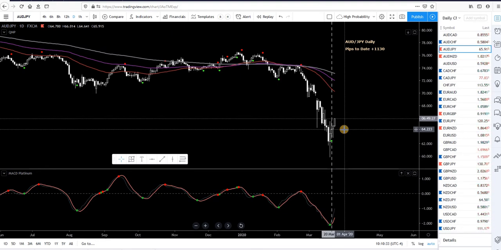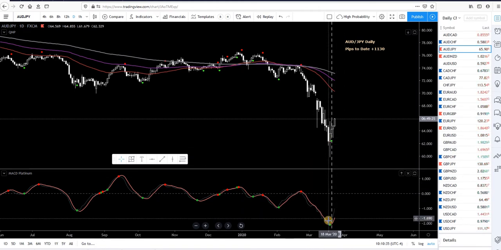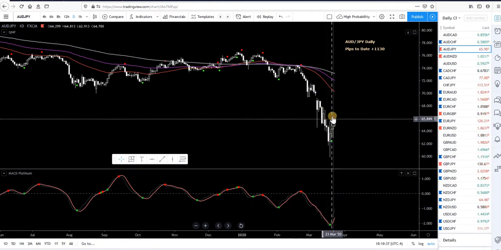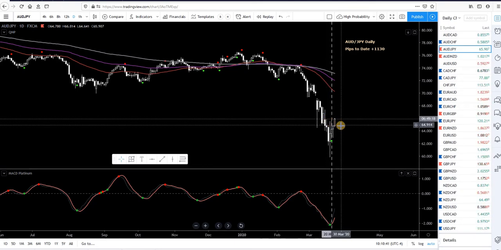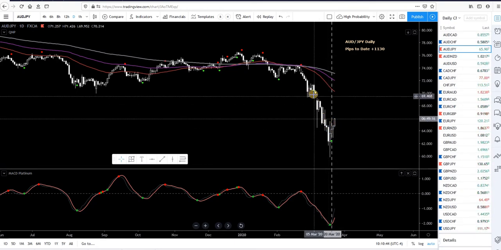You can see the MAs are spreading to the downside. MACD's a long way below the zero level. Price is a long way from the moving averages. I could have taken it. High risk. I took other trades instead. I just want to keep an eye and see how it would have gone.